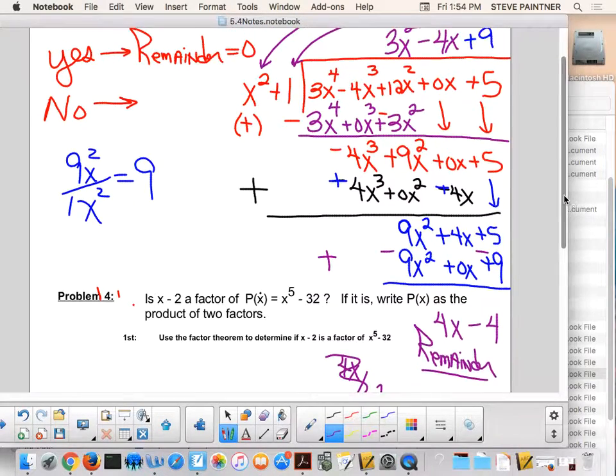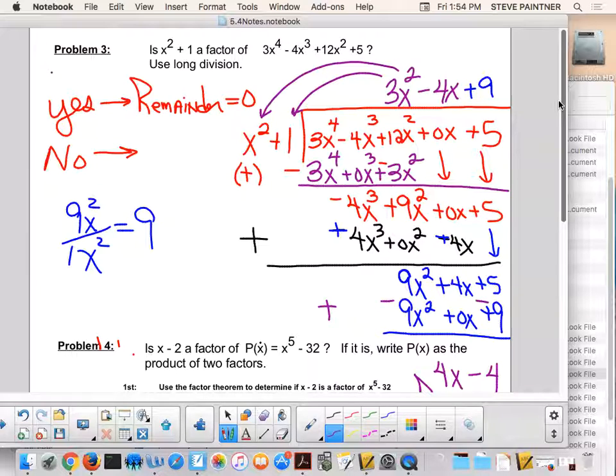Okay, I'm going to go up here and do this. Here's what you'd probably say. Plus a remainder of 4x minus 4 over. Guys, I'm trying to talk and people are just talking freely. Stop talking. Okay? This would be the remainder look. But the question was, is it a factor? No, without a 0 remainder, it's not. So you would say probably no. Okay? It's not a remainder.